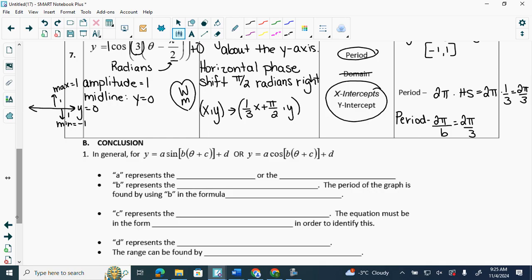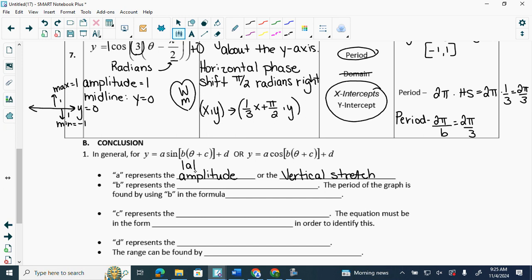All right. In general, for y equals a sine b theta minus c plus d, and y equals cos b theta plus c. What does the a represent? The amplitude, or the what? Vertical stretch. And what we should say here for amplitude is absolute value of a. So if it's a 2, our answer is going to be 2. If our a is a -2, our answer is going to be 2. Right? Amplitude is always positive.